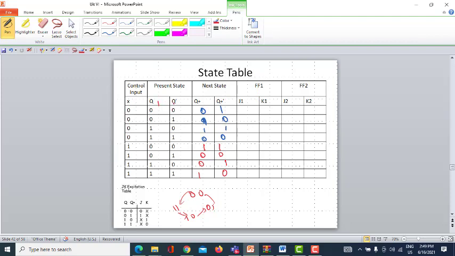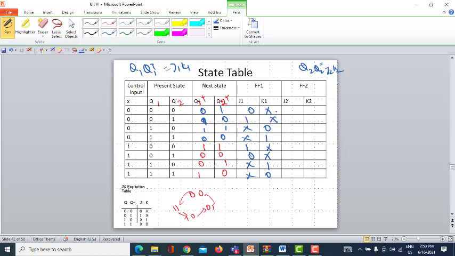So this is Q1 and Q2. Q1 plus and Q2 plus, so again combine these two, whereas Q1 and Q2 will be for J1, K1, Q2 plus will be for K1. So fill up the table again. For 0 0 it is 0x, 0 0 0x, and 1 0 is x1, 1 1 it is x0. 0 1 it is 1x, 1 0 it is x1, 1 1 it is going to be x0, 0 1 it is 1x.